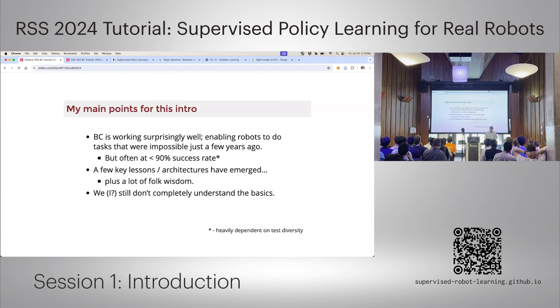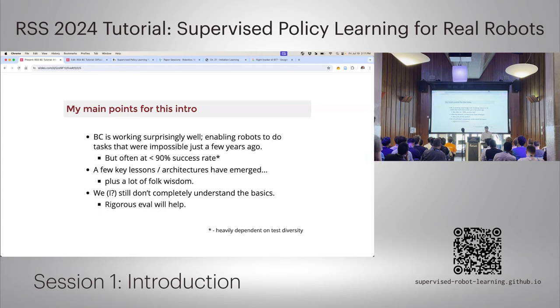I say we still don't completely understand the basics. Maybe I should just say I don't, because I can't speak for you. But as much as things are working, there are very basic things that I feel we should understand and we don't. I come from more of a controls and optimization background, and I don't think we'll have the same type of understanding in BC and in learning as we have of those. But even our rigorous empirical understanding of these tools is not where I think it could be. And I'll try to speak to that as we go.